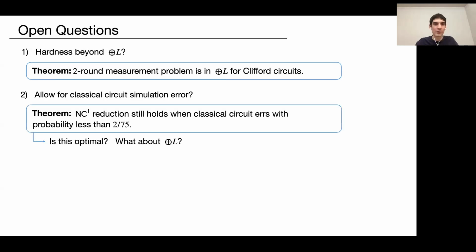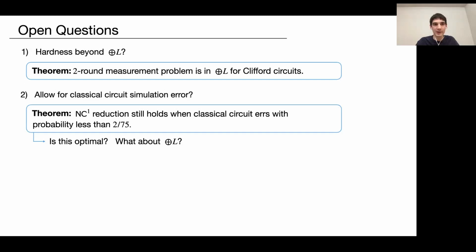Another question you could ask is, what if we wanted the classical circuit to err with some probability? A lot of times we think of the quantum circuit as erring, but maybe we can also think of the classical circuit as making some kind of error. It turns out in this case, at least for the NC1 result, we can still say something. So this NC1 reduction that I just showed you still holds when the classical circuit is allowed to err with probability less than 2/75. And so there are some natural questions here, like, is this the optimal number? Probably not. Can you prove what the optimal number is, maybe by solving some sort of large LP or something like that?